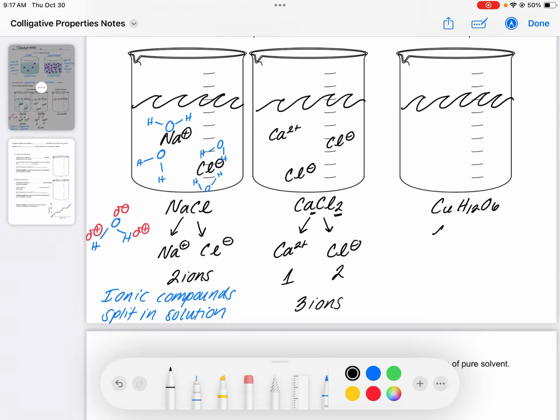Covalent compounds are going to stay together as one particle when they go into solution. So I'm just going to draw C6H12O6 staying together as one thing in solution. And if I drew the Lewis structure and the molecular geometry of this, I could show that water is going to be attracted to the negative part or the positive part. So covalent compounds do not split.